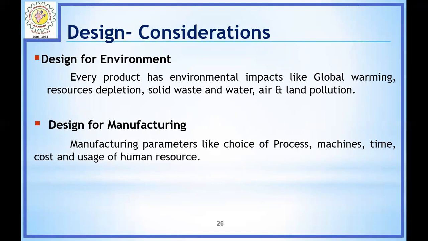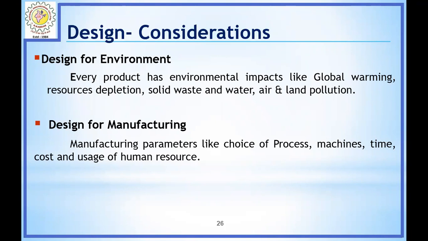And before you design any product, you have to consider these two things seriously. You have to design for the environment and you have to design for manufacturing. If you fail to consider any one of them, definitely at the end of the designing process, your product will face many issues. You have to prepare a product which is not harming the environment. It should not deplete natural resources like water, air, or land. So without depleting these resources, you have to design the product. At least you can minimize the depletion if possible.